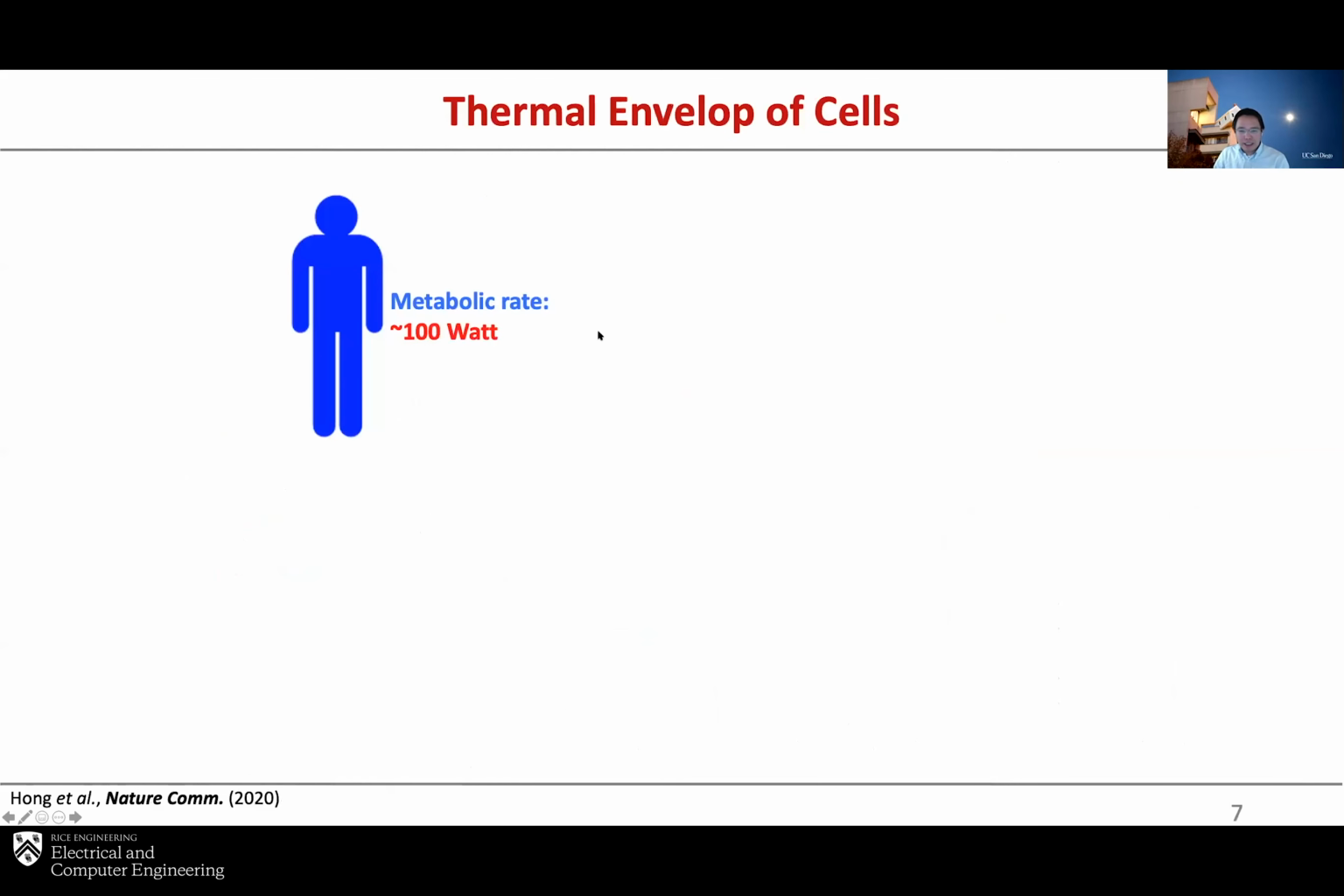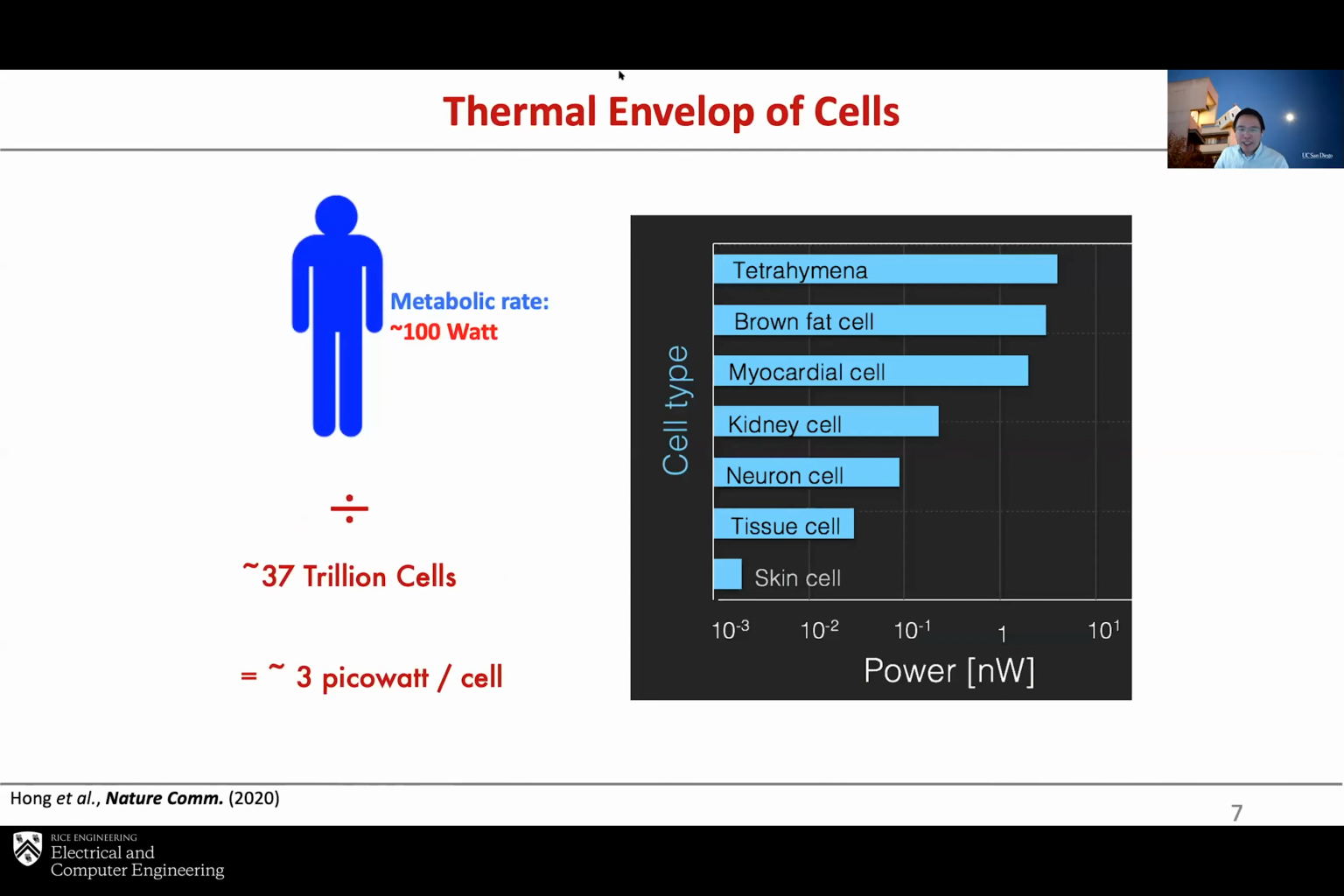And now, if you really go into more detail, again, look at metabolic rate per person, and again, it's about 100 watt. But if you divide by the number of cells in our body, it's about 40 trillion cells. You'll find out on average, each cell actually produces about 3 picowatt of heat. It's a very small heat flux, obviously. And certainly not all the cells are the same.